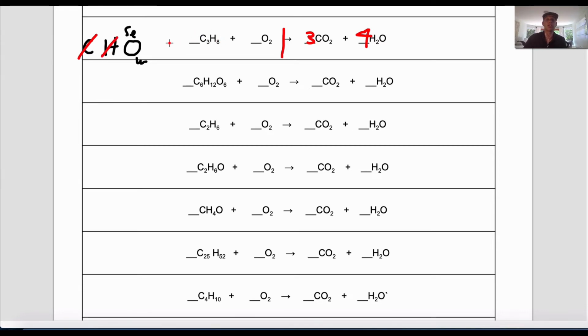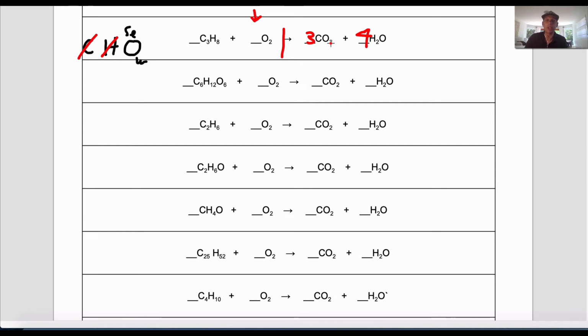Now when I get to the O's, I'm going to slow down. So I'm going to count all the O's on this side, and I'm going to put a number in front of that O to balance it. And that's always the routine. Count the O's here and put a number in front of that O. So how many O's are here?